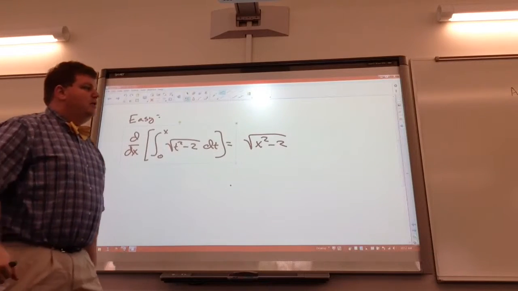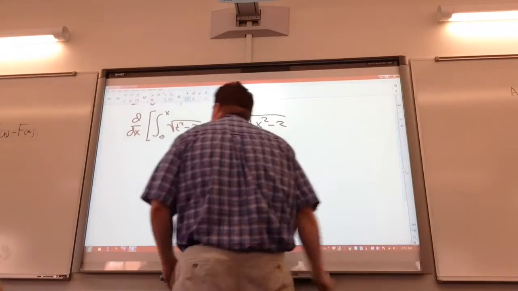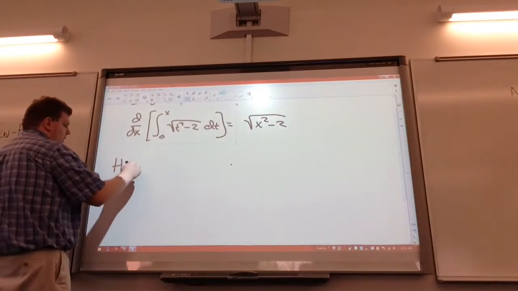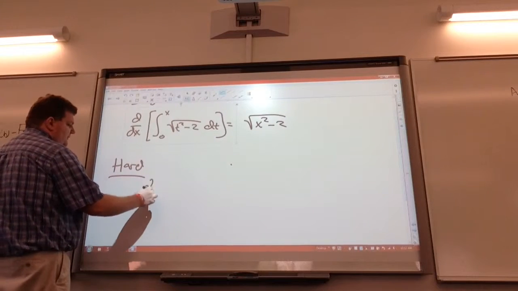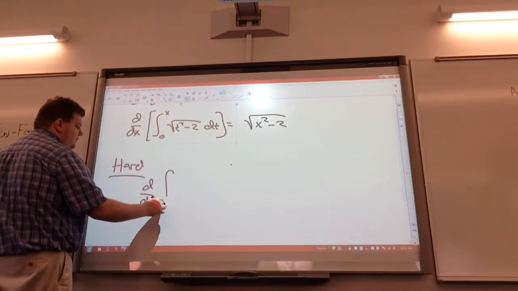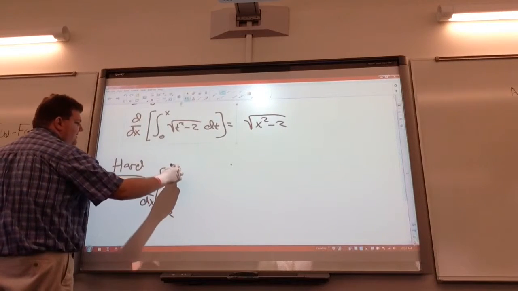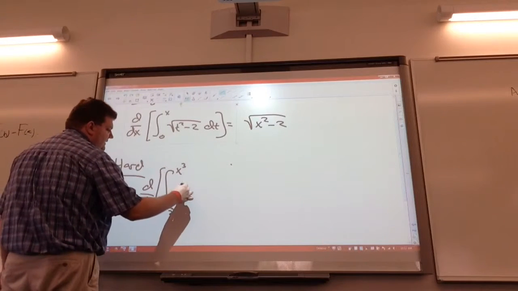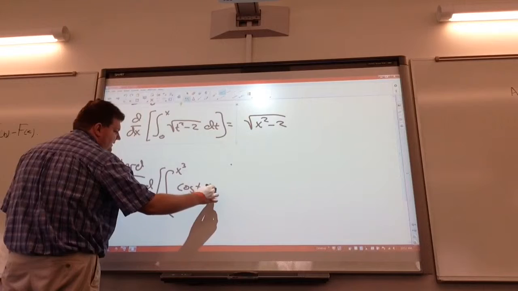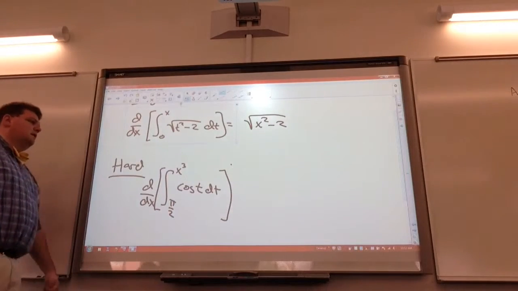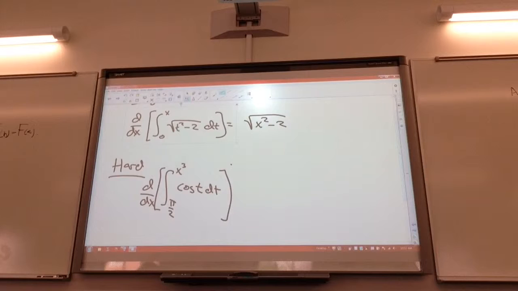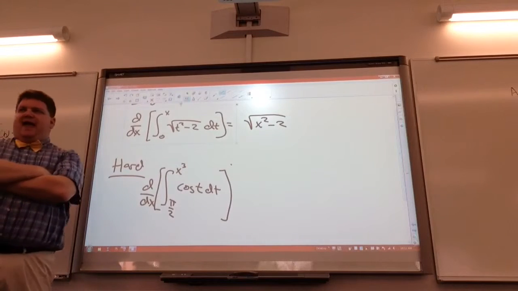Let's take a look at an example of one of those. So this will be harder. We're going to do the derivative with respect to x of the integral from pi over 2 to x cubed of the cosine of t dt. Now, this one's harder because I'm not dealing with just an x, am I? Instead, because it's an x cubed up there, it's going to change the way my answer comes out.